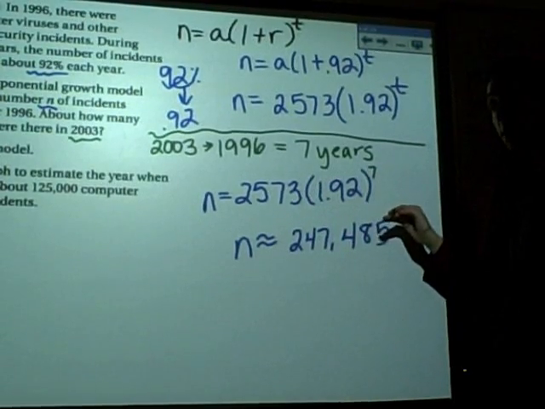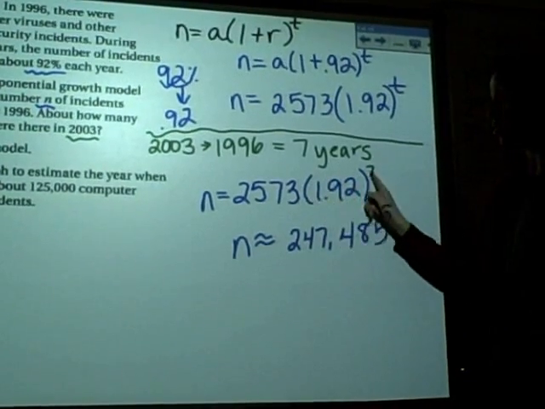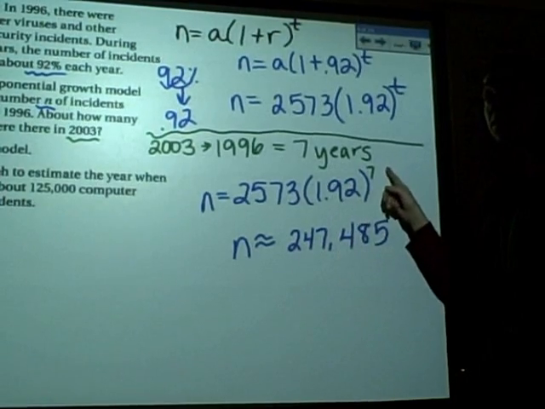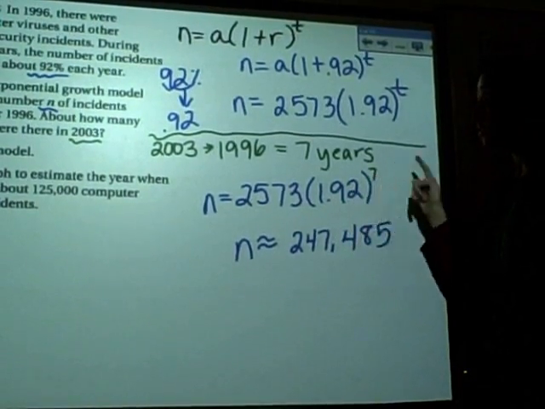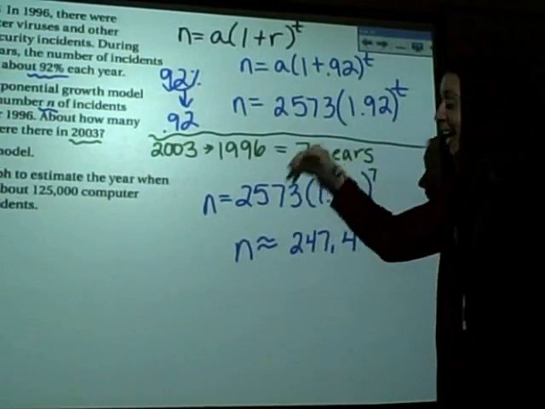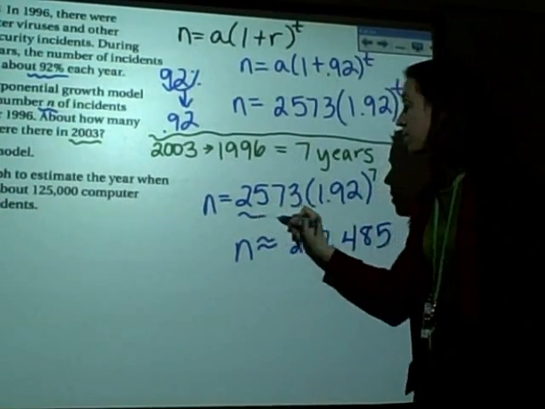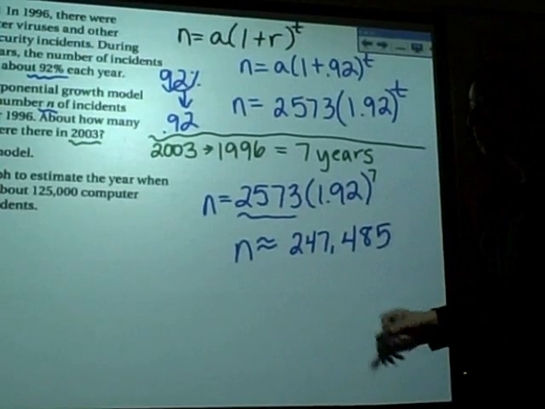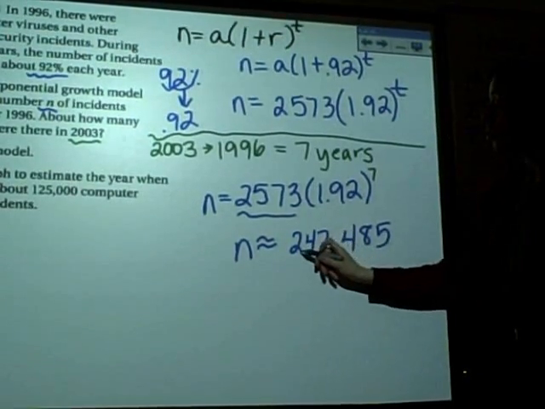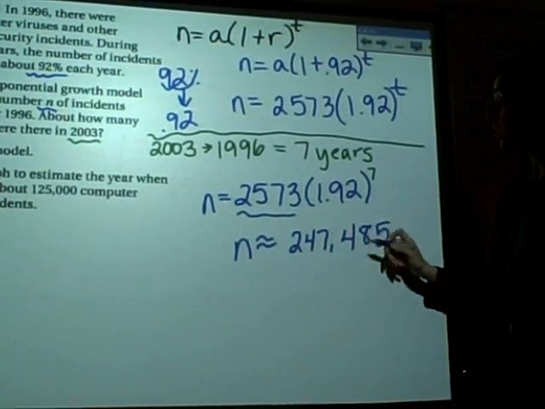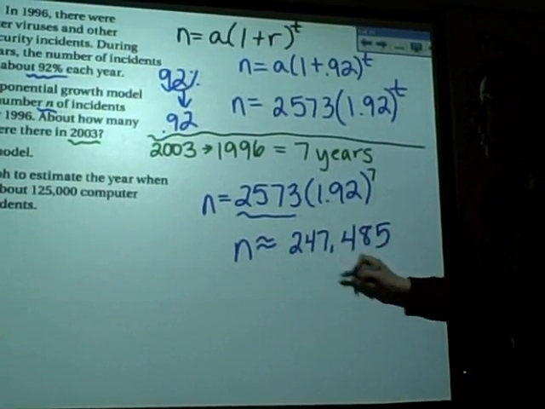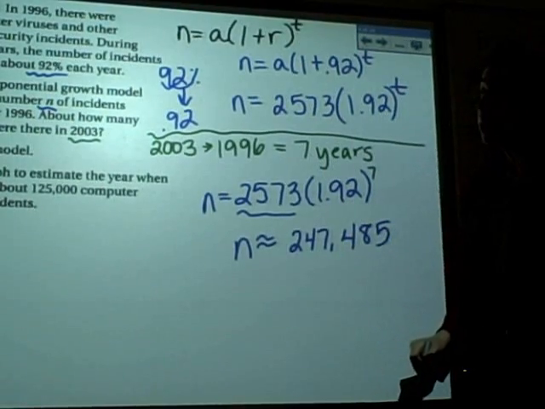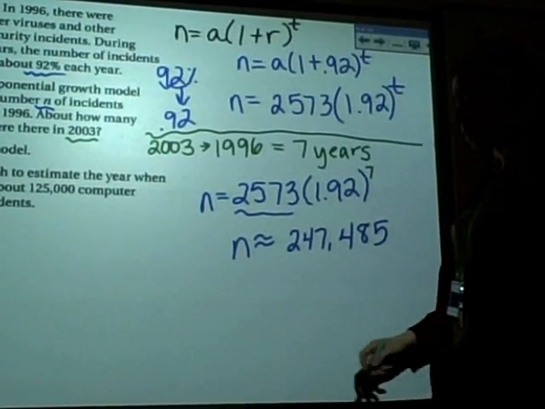Don't forget, order of operations. I have to raise this 1.92 to the 7th power first. So once I go 1.92 to the 7th power, then I'm going to go times 2,573. And that's going to give me about 247,485 incidences. And you can see that definitely increased. Okay, which is kind of scary when you think about it.